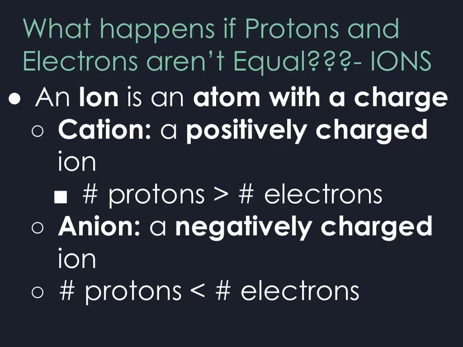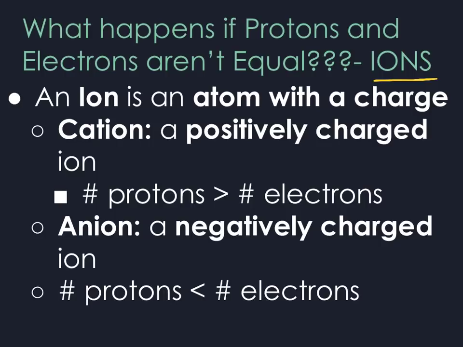Alright, so far I told you that atoms have to be neutral. Atoms have to have their charges cancel out. So the protons had to equal electrons. Well, what happens if that isn't the case? What happens if protons aren't equal to electrons? Well, then we don't call it an atom anymore. We call it an ion. And an ion is just an atom with a charge.